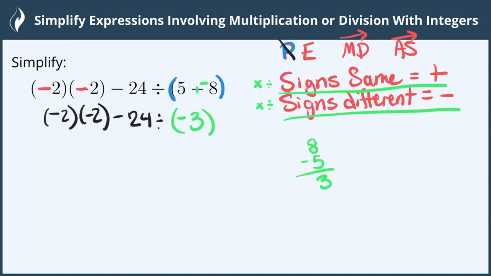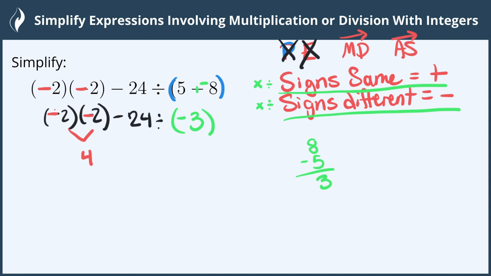Looks like we've completed all of our parentheses and we move on to exponents. And since I don't have any, we can move on to multiplying and dividing from left to right. From the left, I have -2 times -2. These are both negative, so the answer will be positive, and 2 times 2 is 4.